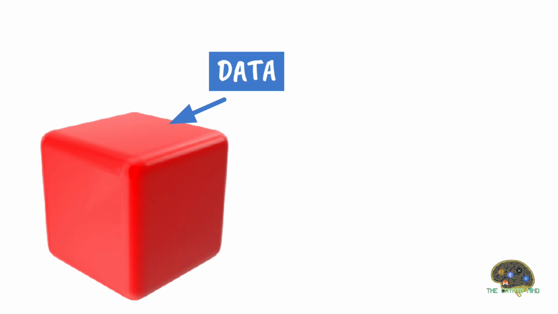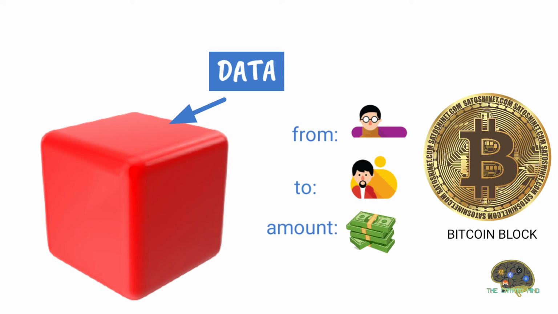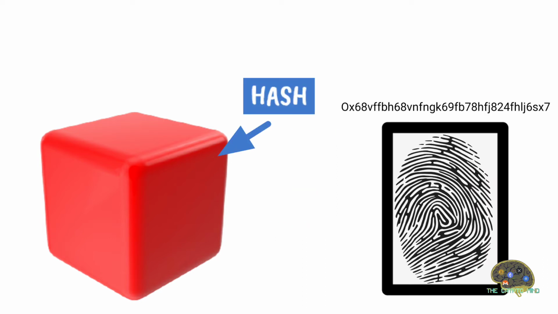The Bitcoin blockchain, for example, stores the details about a transaction in here, such as the sender, receiver, and the amount of coins. A block also has a hash. You can compare a hash to a fingerprint. It identifies a block and all of its contents, and it's always unique, just as a fingerprint.